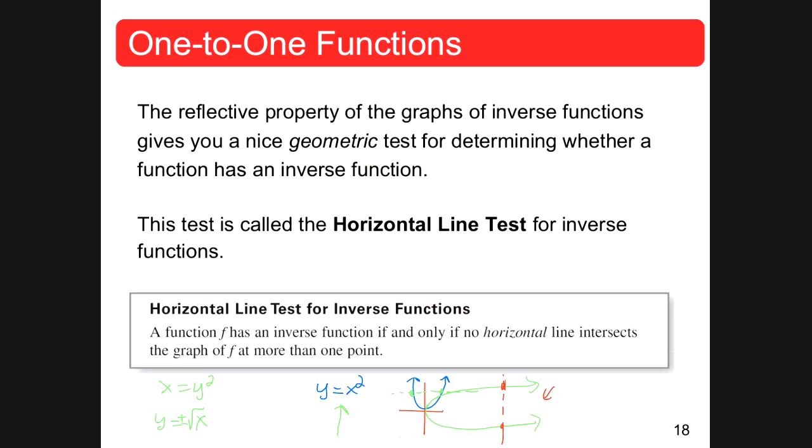It says a function f has an inverse function if and only if no horizontal line intersects the graph. Well, that's because if you rotated this down, this is no longer a function anymore. It's a relation, but it's not a function. So the horizontal line test tells us if, when we take the inverse function, that is going to be a function.